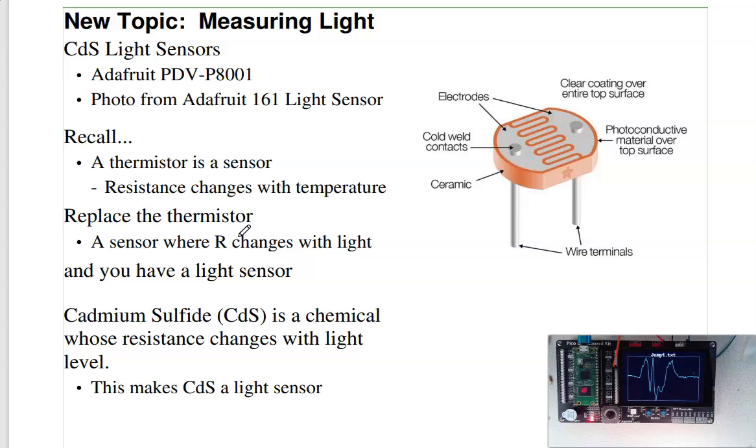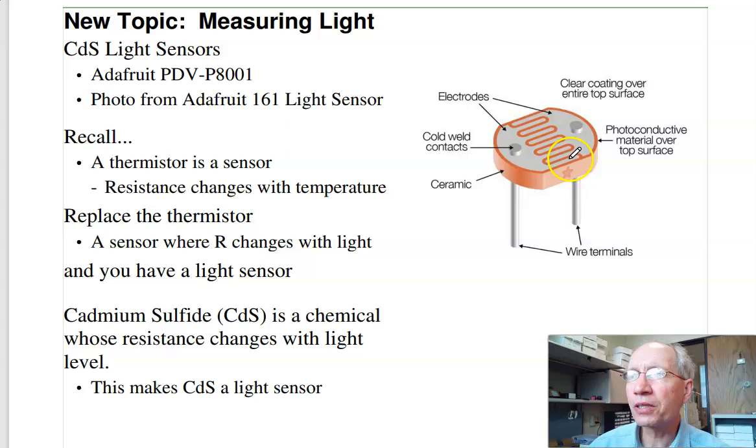All right, new topic. Let's measure light, and with that, build a solar tracker. There are a couple of ways to measure light. One is a CDS light sensor. This is a photoresistive sensor.